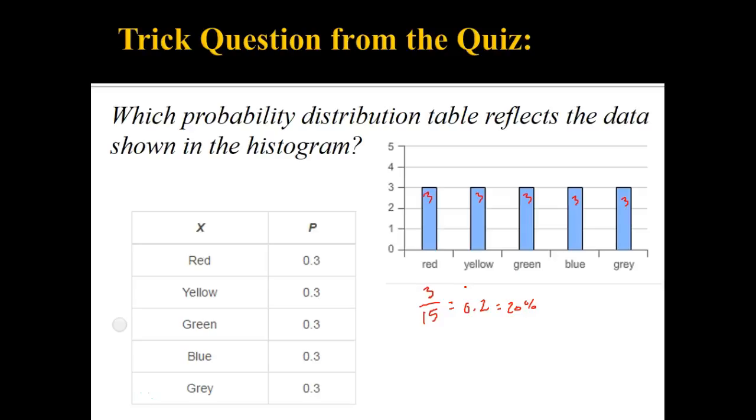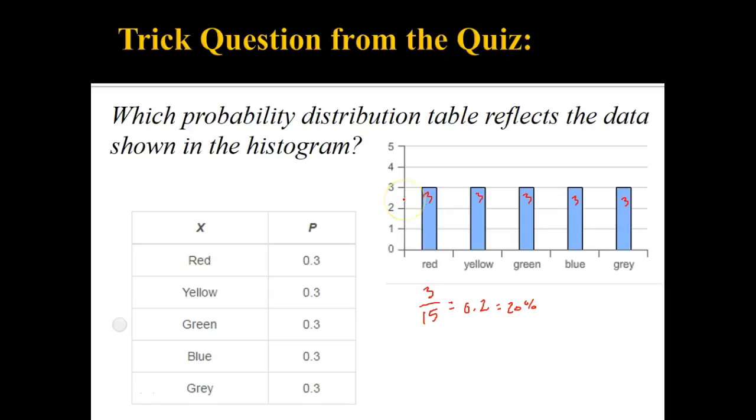Now, does that make sense, that the probability of choosing a red is 20% if there's the same amount for each one and there's 5 different options? Each one has the same probability. It's going to be 20% because 20% times 5 is 100%. So the probability for each of these is going to be 20% because there's the same amount of each, and 20% is 1/5 of 100%.